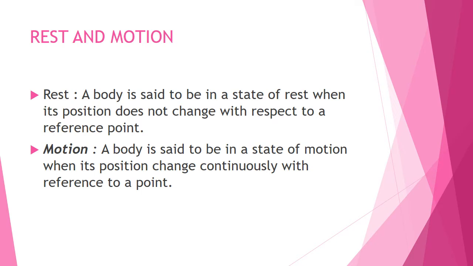Now what will be its motion? Motion means its movement, or the body is changing its position from one point to another. So we can define: a body is said to be in a state of motion when its position changes continuously with reference to a point or with reference to time. Like in 1 second the body is at this place, and in another 1 second the body changes from one point to another. If there is a movement, then we can tell that the body is in motion.